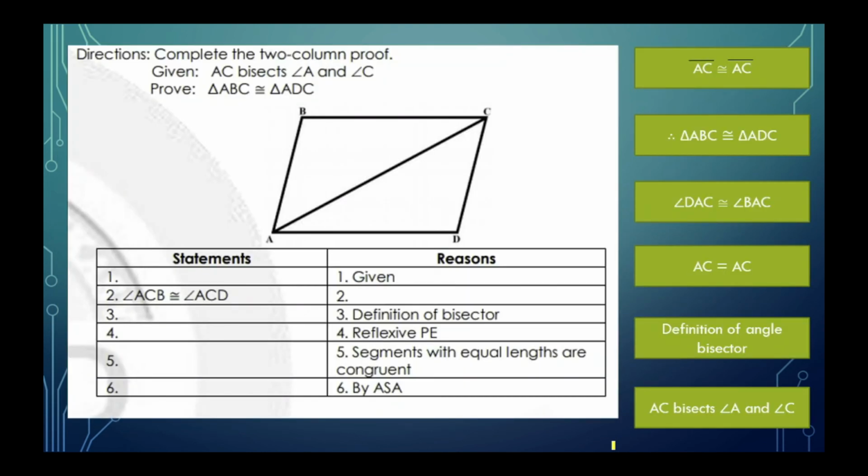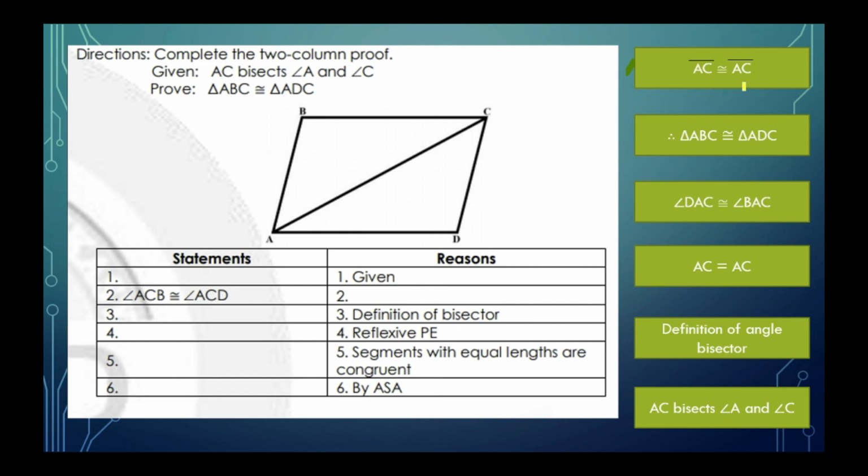Okay, so this will be your learning task number 2. So, direction, complete the 2-column proof. So, we have here, may mga blank tayo rito, no? Kompletuhin nyo lang yung ilalagay nyo sa statement at reason. And, ito ang choices sa right side.